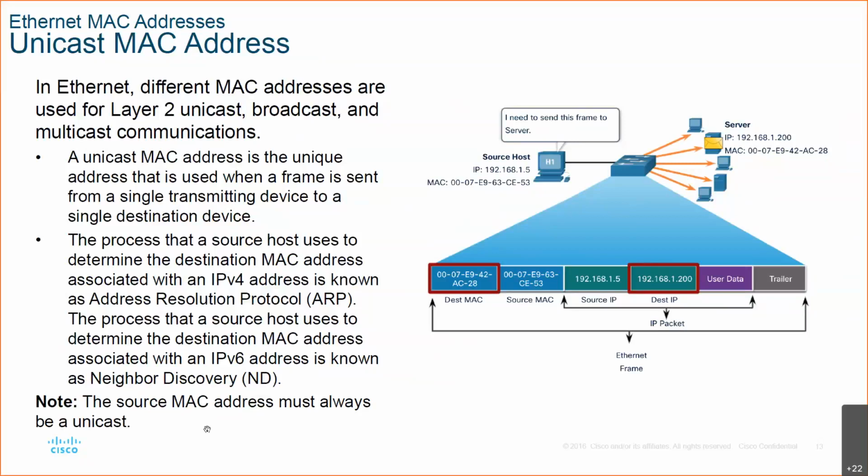So if you want to convert from MAC to IP version 4, use ARP. From MAC to IP version 6, use ND. Remember, your source address should always be a unicast address.